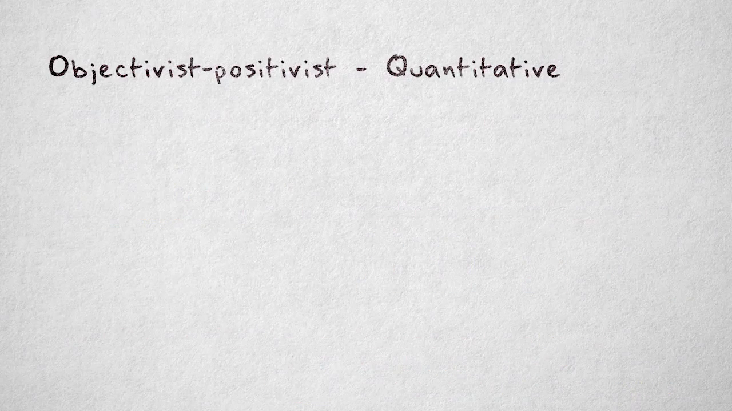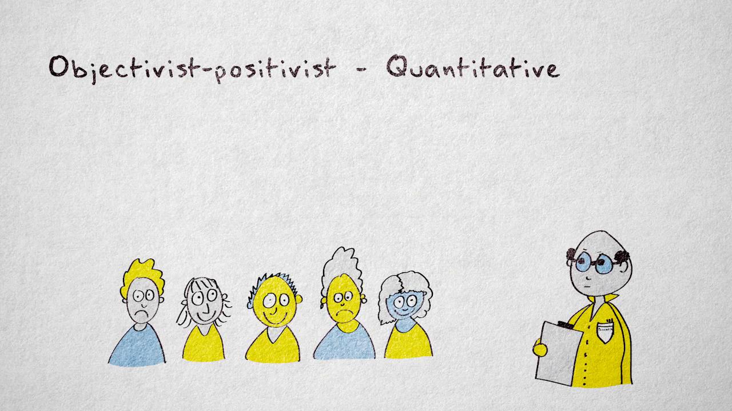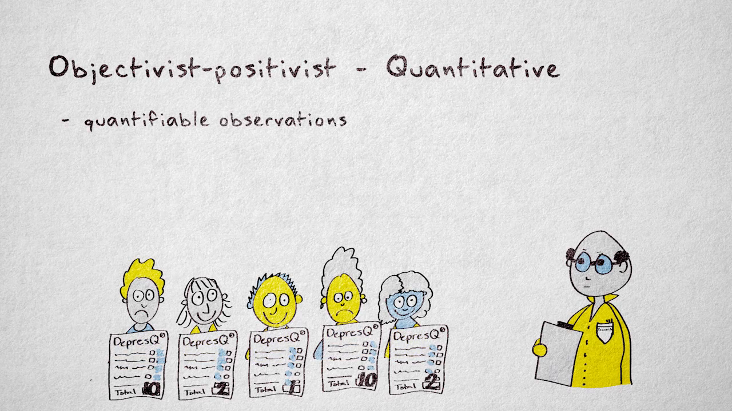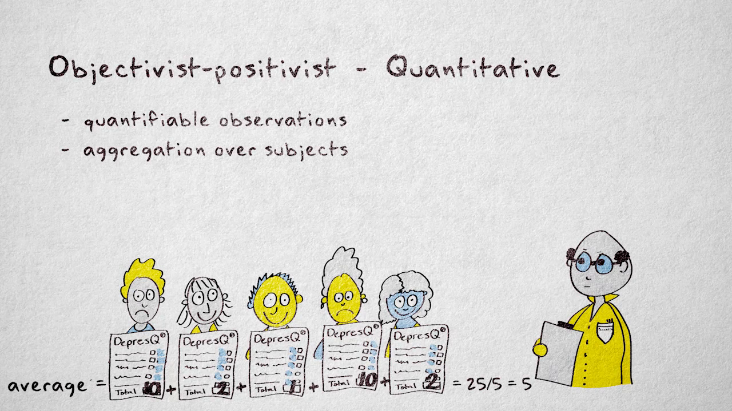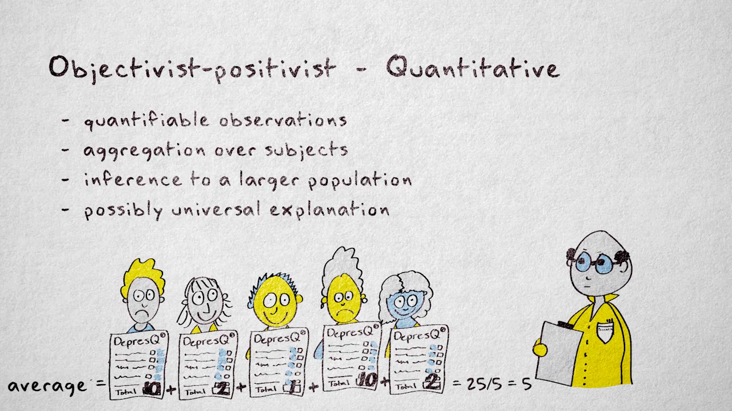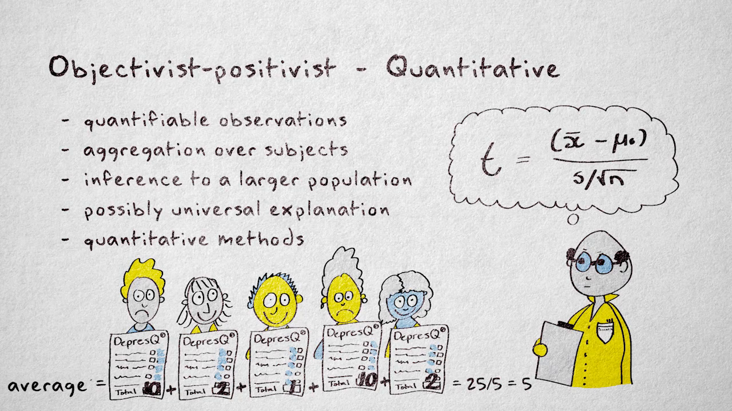In contrast, the objectivist-positivist view is associated with quantitative research methods. Observations are collected that can be counted or measured, so that data can be aggregated over many research subjects. The subjects are intended to represent a much larger group, possibly in support of a universal explanation. And the data are analyzed using quantitative statistical techniques.